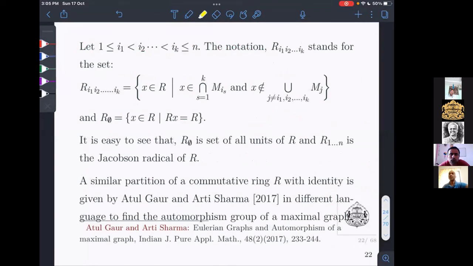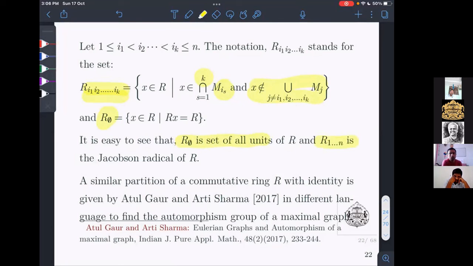This is the construction that we did. Look at this, R is my underlying set, that is my ring. Now I'm doing a partition of that ring. How am I doing the partition? I will consider R_{i1,i2,...,ik}, such that x is a member of R, which are there in the maximal ideals M_{i1}, M_{i2}, up to M_{ik}, but not in the rest. And naturally, units will not be in any maximal ideal. So that set I'm denoting by R_phi. So R_phi is the set of all units.